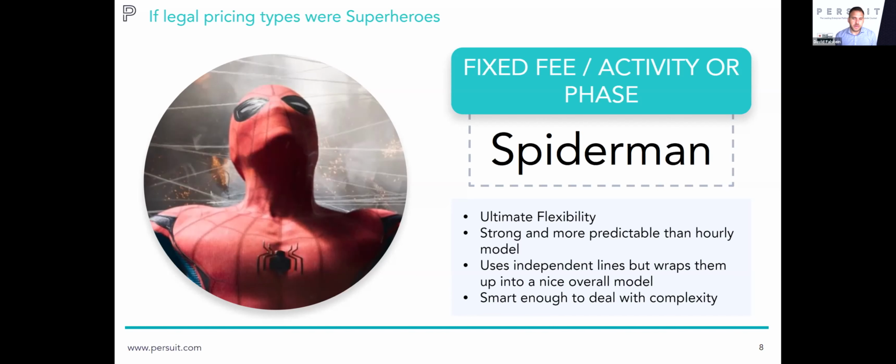We thought that this was like Spider-Man because it gives you a lot of flexibility. You're not locked into paying an overall amount, because you're paying by activity or by phase. If a certain phase or activity goes away, you have the flexibility to adjust the fee amount more easily. So we said, Spider-Man uses independent webs to wrap everything together into a nice overall model. This wraps all the line items together into a nice overall AFA approach, and it's smart enough to deal with complexity, which is great.